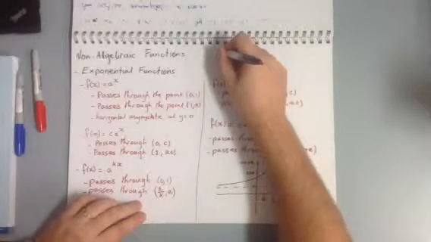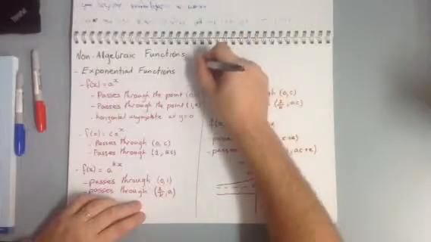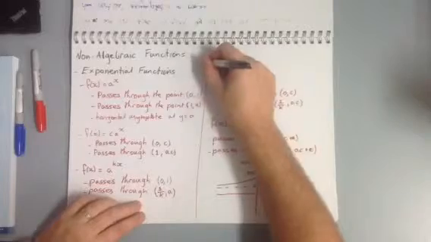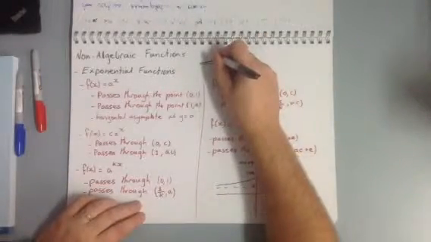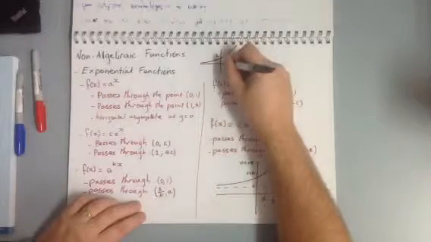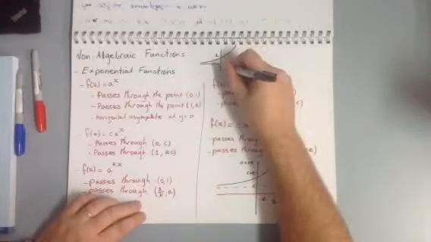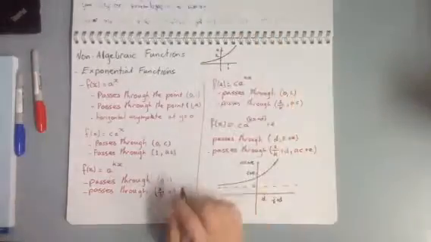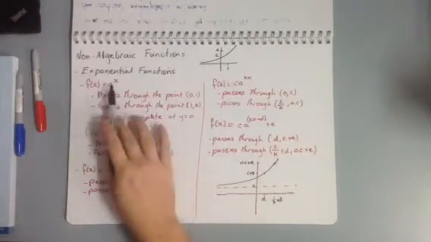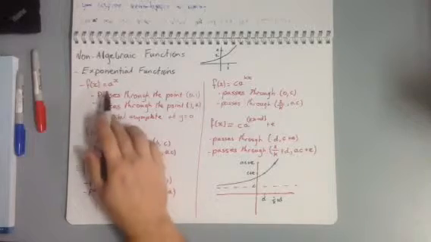We have a horizontal asymptote, which is the x-axis, when y equals 0. So here is what a general one looks like, where we pass through the point (0, 1) and some other point (1, a).